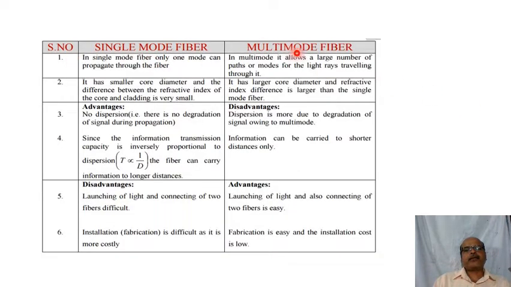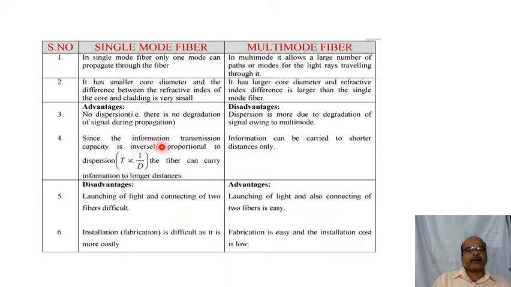So the difference between single mode and multimode fiber. In single mode fiber, only one mode can propagate through the fiber, as the name indicates. In multimode fiber, a large number of paths or modes are allowed for light rays traveling through it. Single mode has a smaller core diameter, and the difference between the refractive index of the core and cladding is very small. In multimode, it has a large core diameter, and the refractive index difference is larger than in single mode fiber.